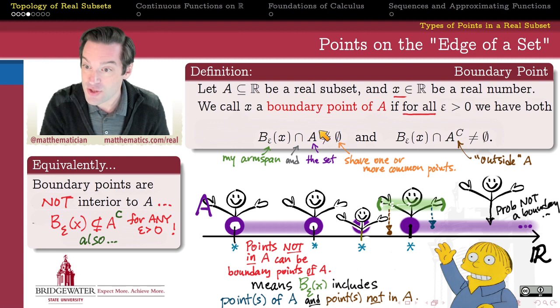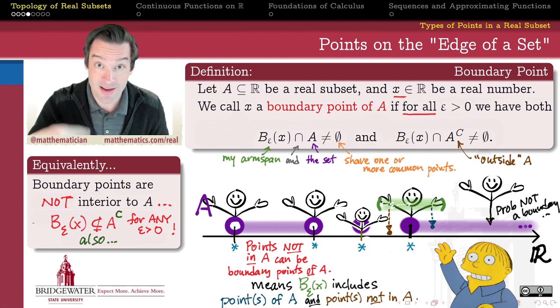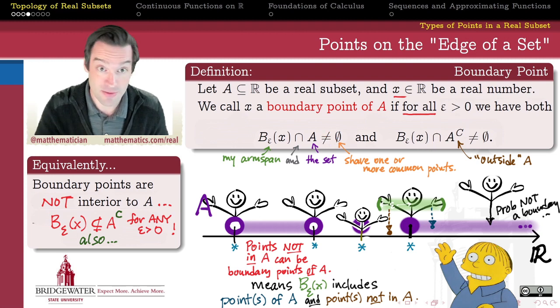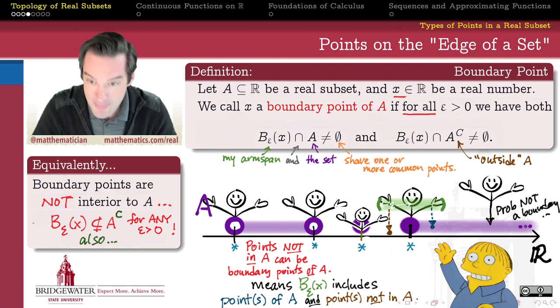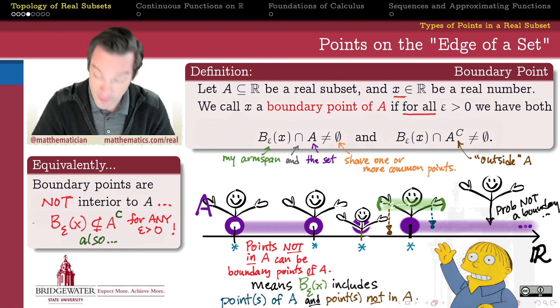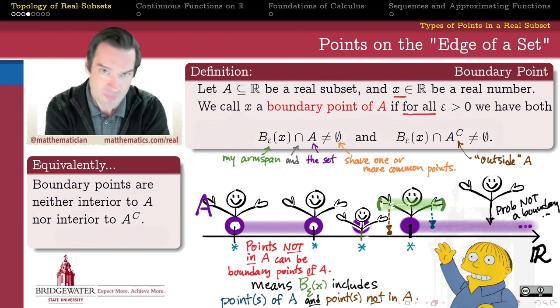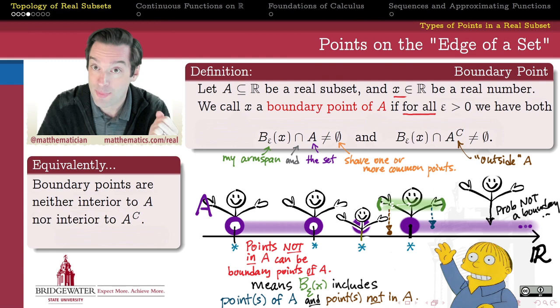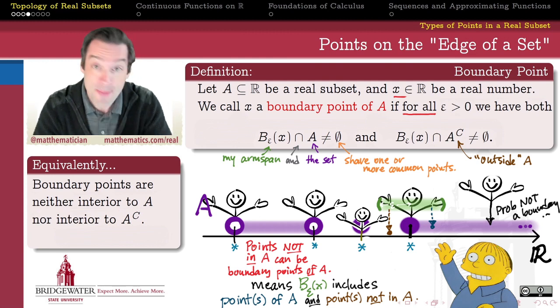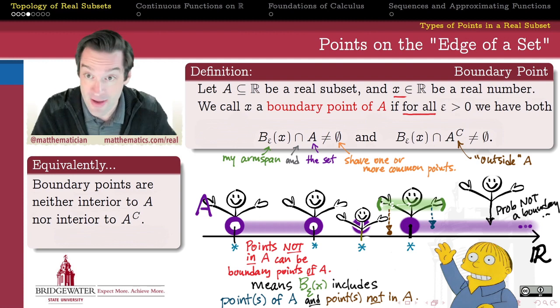And because this definition here is symmetric with respect to taking the complement of A and replacing it with the complement of A, if I look at the boundary of the set A, it's the same thing as the boundary of the set A complement. That's kind of cool. And so that means that not only will boundary points not be interior to A, they're not interior to the complement of A either, because if they were interior to the complement of A, no epsilon neighborhood could include a point of the complement of A, in other words, A itself.